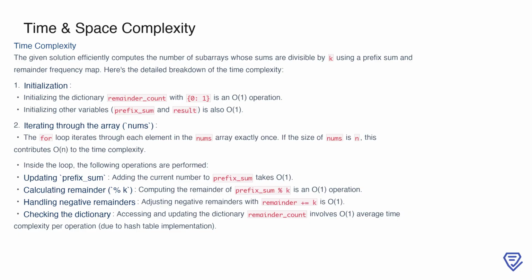Updating the prefix_sum by adding the current element is a simple addition, which is O(1). Calculating the remainder of dividing prefix_sum by k also takes constant time. If the remainder is negative, we adjust it by adding k, which is another O(1) operation. Finally, we access and update the dictionary remainder_count. Since dictionaries in Python are implemented as hash tables, these operations are O(1) on average. All these steps within the loop are constant time operations, so the total time complexity of the loop remains O(n).